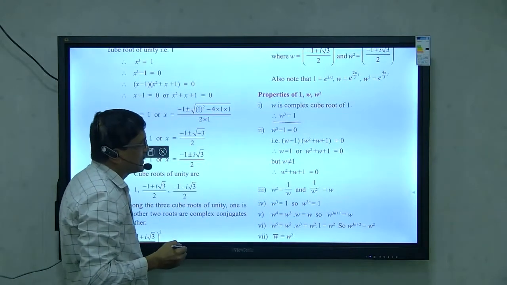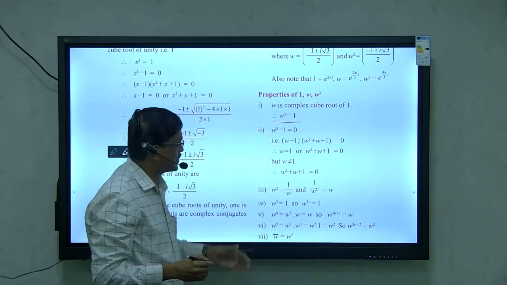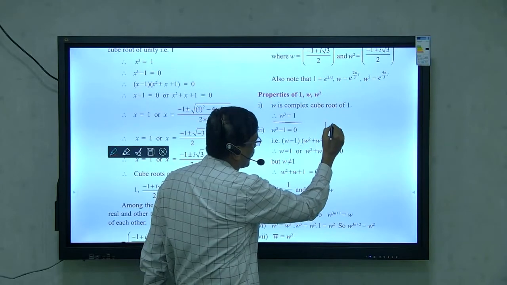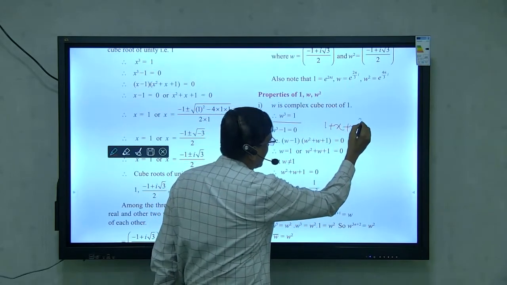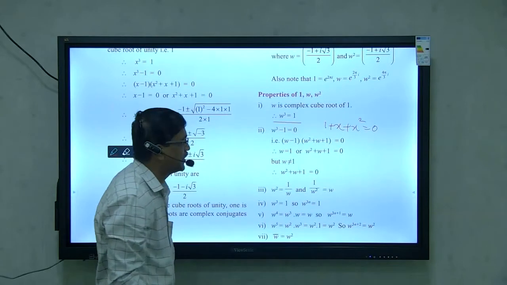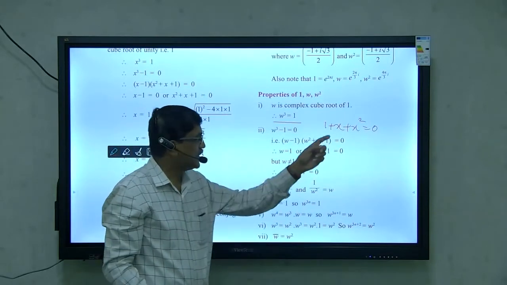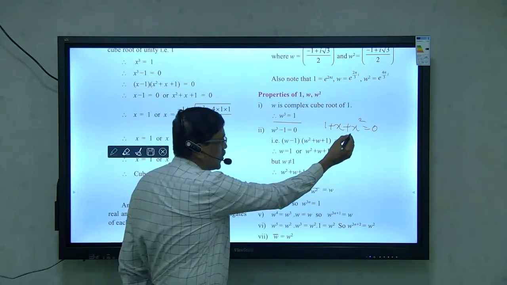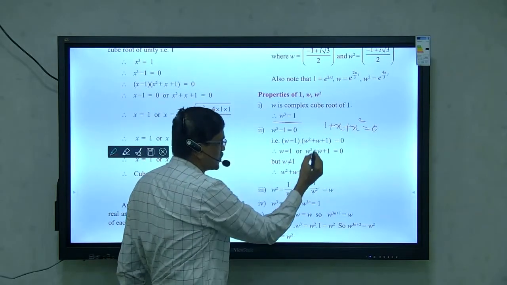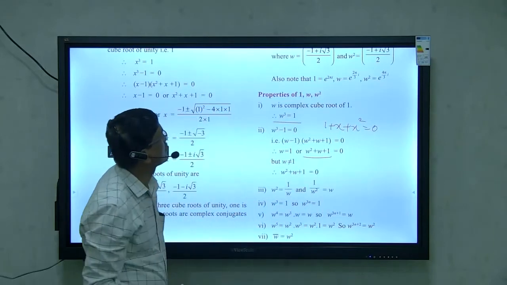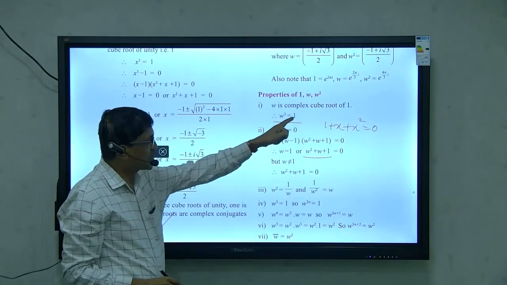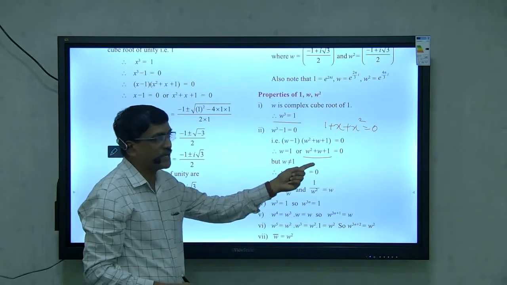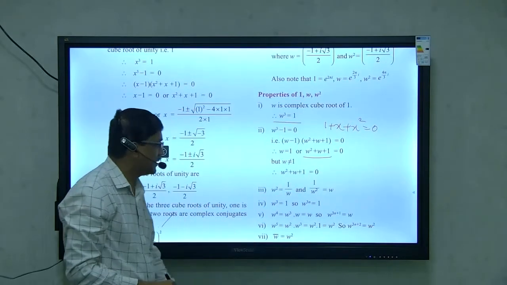Second property, since these are the factors, see what we have obtained: 1 plus x square is equal to 0, that was solved earlier. If x is omega, then 1 plus omega plus omega square is equal to 0, or omega square plus omega plus 1 is equal to 0. So first one is omega cube is equal to 1, first property. Second, omega square plus omega plus 1 is equal to 0, second property.